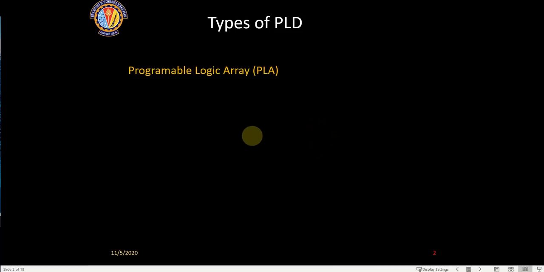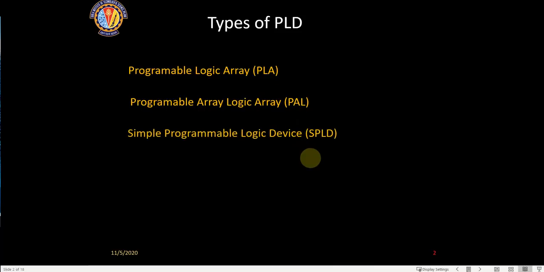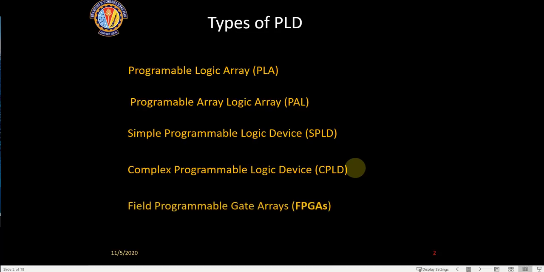There are different types of PLDs available. One is known as a programmable logic array, then there is programmable array logic, PLA and PAL. Something bigger than that is a simple programmable logic device, which does a little more functions than a PLA or a PAL. Then there is the complex programmable logic device, which can do much more functions than an SPLD. And finally you have FPGAs, which can do a fairly wide range of functions. So these are the various kinds of PLDs.